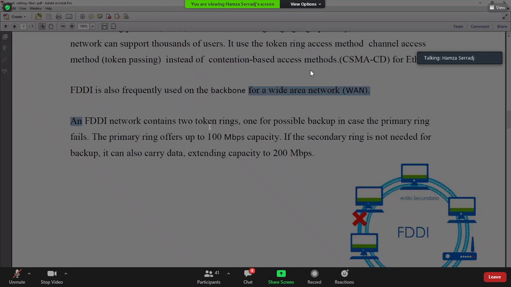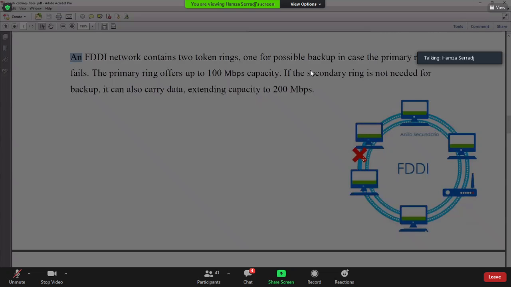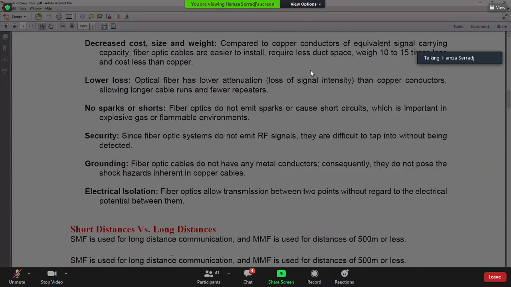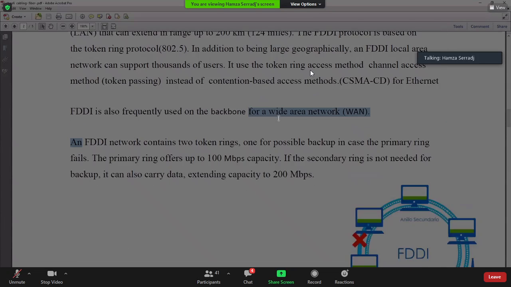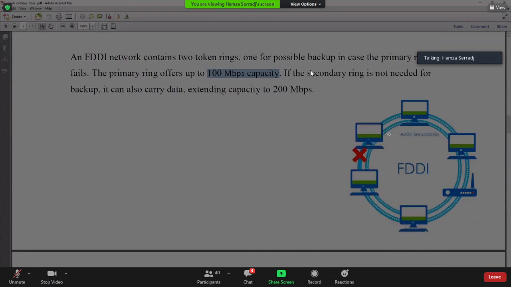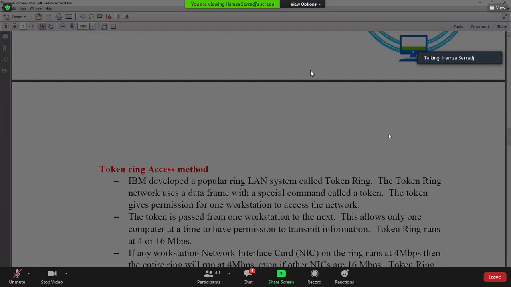An FDDI network contains two token rings. Here we go, see, 1 and 2. So if one breaks, we always have the second one still working. This is the basic setup, and we have more than that now. Each one is 100 megabits, so the two are running at 200 megabits of speed. Of course, one is primary, the second one is secondary.